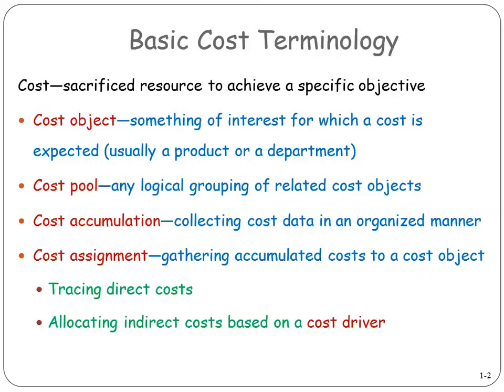There are two ways that costs are assigned to objects. Some costs are easy to trace, and those just go to the object. So if you're building a car, the metal that was used for that car is easy to trace to that car. But a lot of costs are indirect in nature, and they need to be assigned in some logical fashion, hopefully in a cause and effect fashion. And that is called cost allocation.